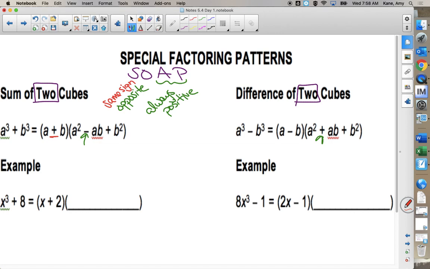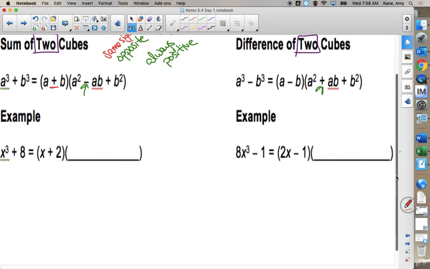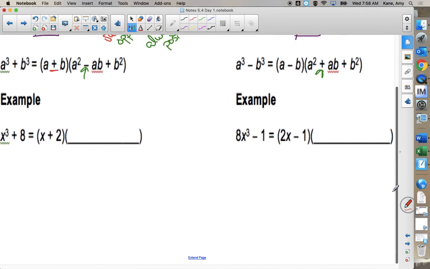So A, same sign B. A squared, opposite sign, A, B, always positive B squared. So if you look at the first two examples, just to kind of get us to factor this, and I know it seems weird, but I promise, we'll use it. You'll use it again later in the year. You'll use it all throughout next year. It really just kind of gets ingrained. So same sign, always, then opposite, always positive at the end.